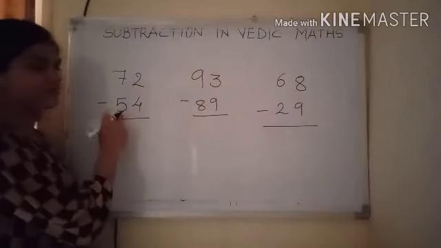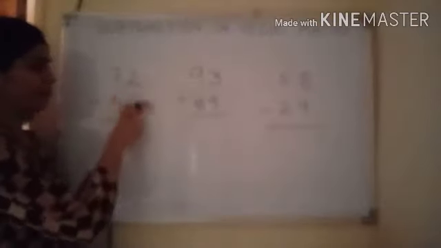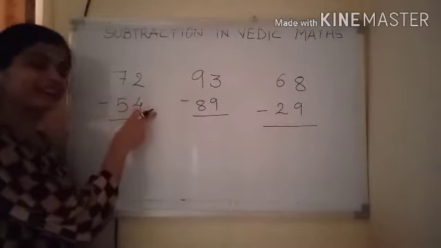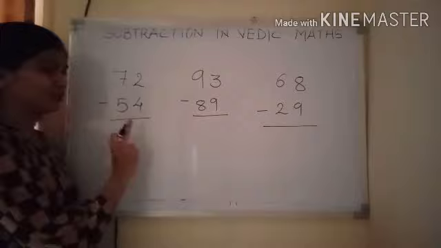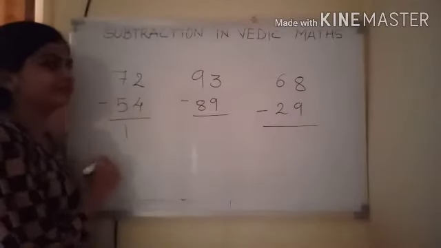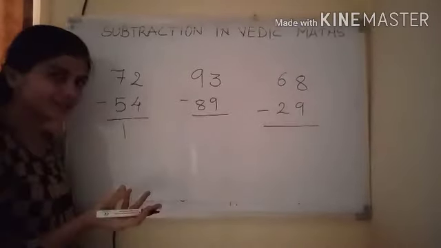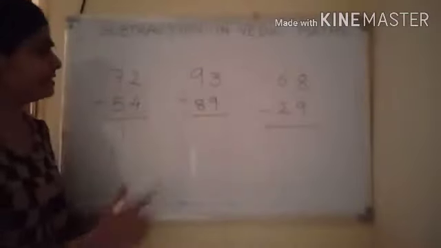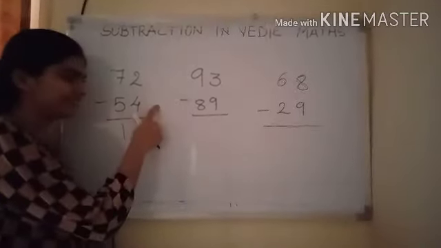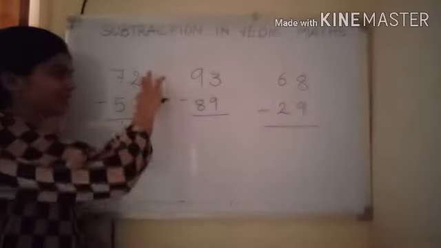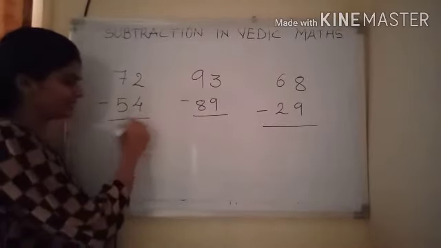See, 7 minus 5, that is 2. But what about the next pair? 2 and 4, it is mismatch. So 7 minus 5 is 2, but we won't write 2, we will write 1. Why? Because next pair is a mismatch combination, right? Now, what is the tens complement of 4? That is 6. 6 and 2. 6 plus 2, that is 8.